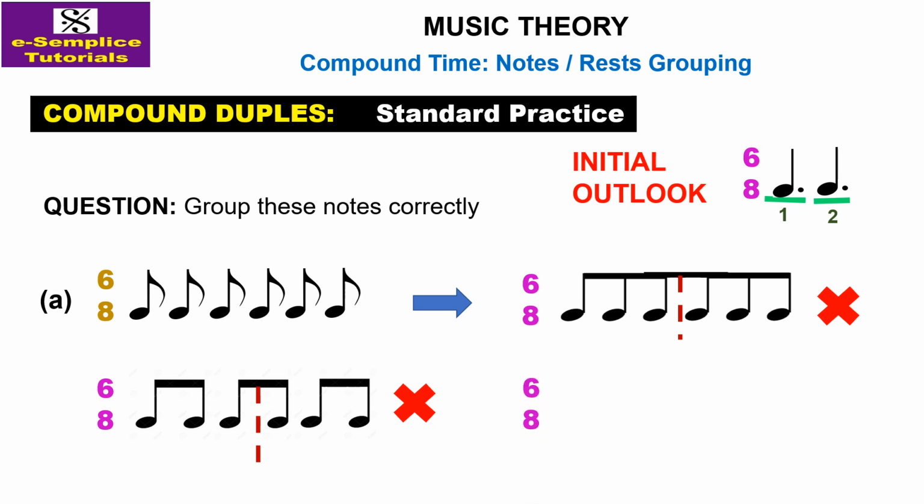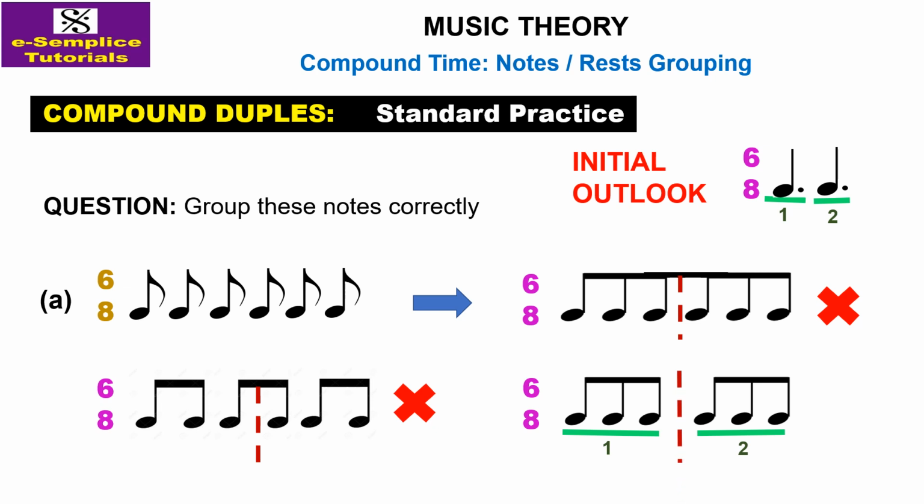Now what's the correct way to group these notes? That's the 6/8, beat 1, beat 2. That's the first beat, the second beat. The middle of the bar is not blocked. So this is standard practice. This is correct.